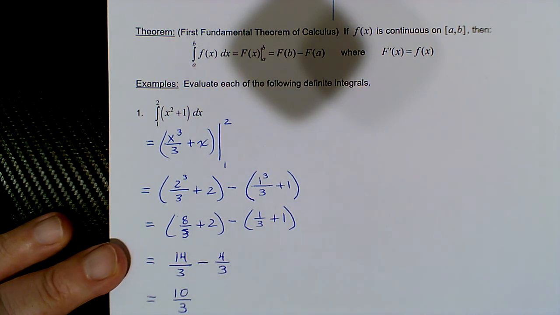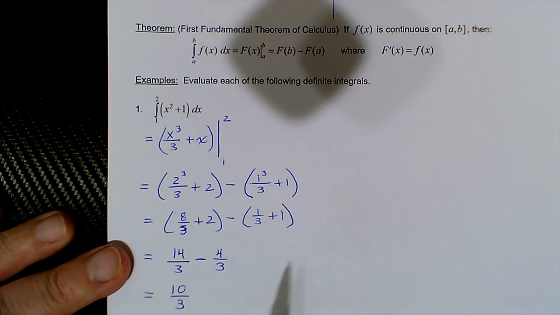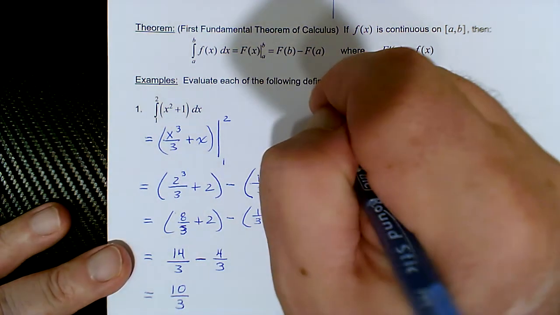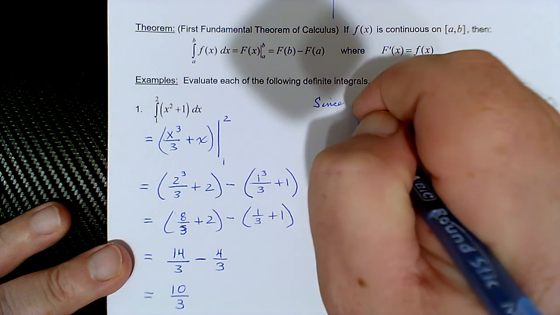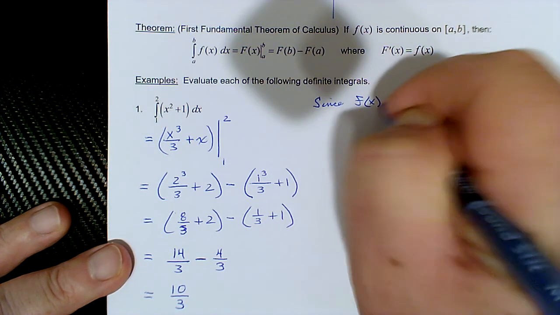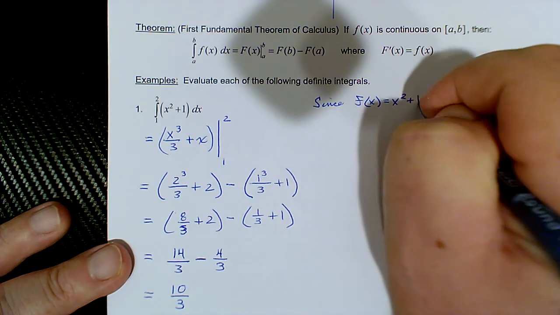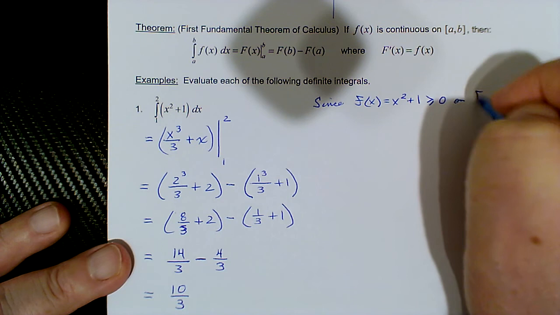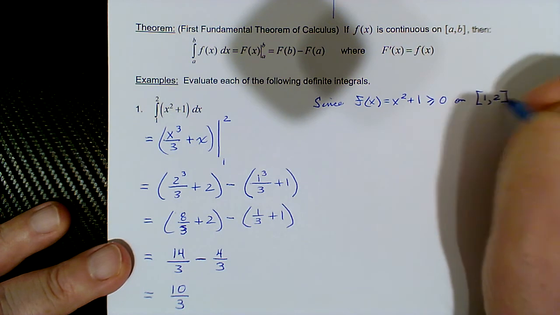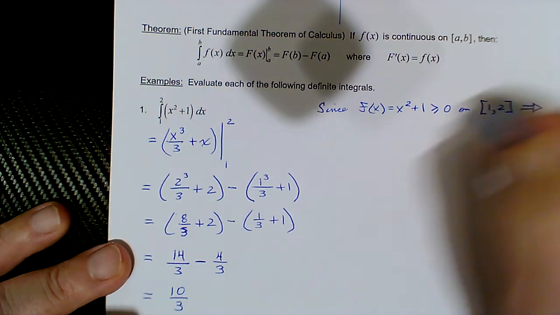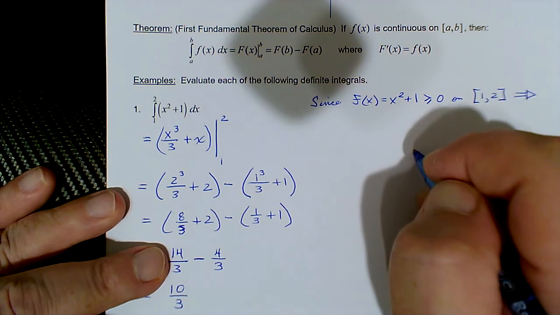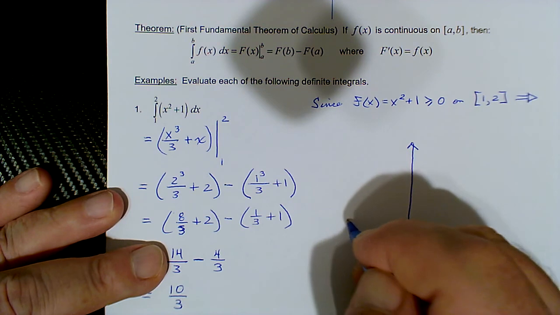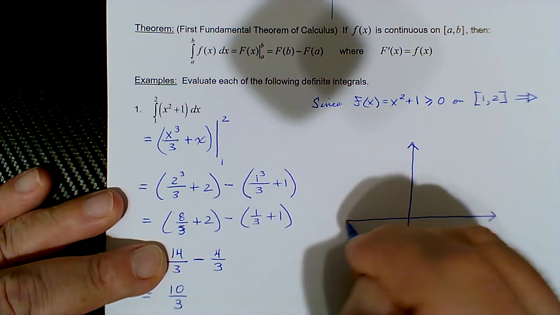Now, just to mention this, for this particular integral, recall that if the function is non-negative, so since our integrand f of x equaling x squared plus 1 is greater than or equal to 0 on the closed interval from 1 to 2, then our interpretation is that this represents the area under the curve. So just to illustrate this for fun, let's draw the graph.